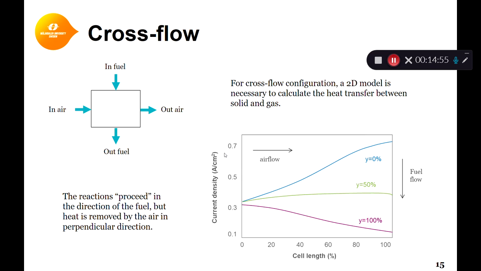Another possible configuration is cross-flow. In this geometry, the air and the fuel flow in perpendicular directions. We need a two-dimensional model here to calculate the heat transfer between the solid and gas, because these happen in 2 dimensions. In this case, the reaction proceeds in the direction of the fuel. So the current density decreases in the direction of the fuel and increases in the direction of the airflow due to the different temperature distribution, and so different rate of reaction and different Nernst potential distribution.